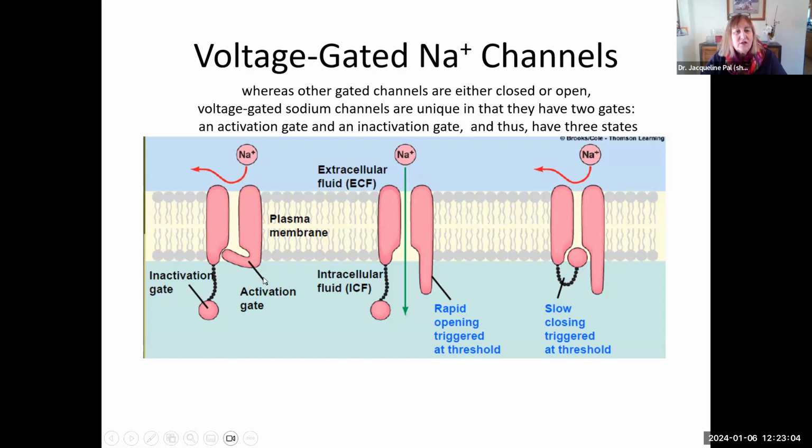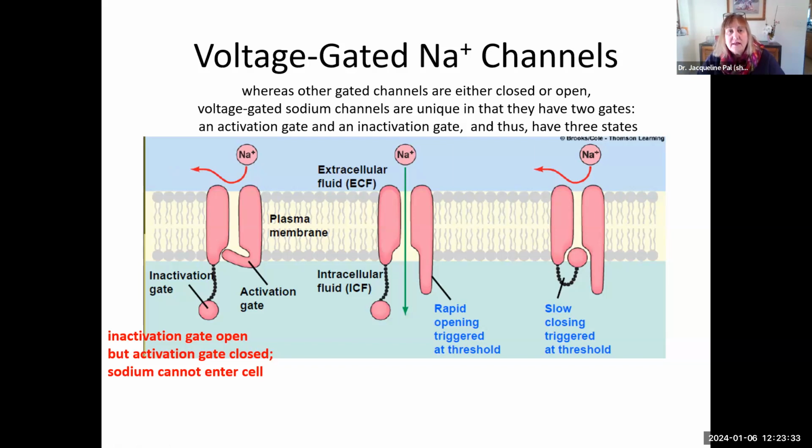And when you look at the sodium channel, we have what's called an activation gate, and then we have what's called an inactivation gate. In the normal state, the activation gate is closed and the inactivation gate is open. Because the activation gate is closed, sodium cannot enter the cell. And that's why most of the sodium is outside the cell.